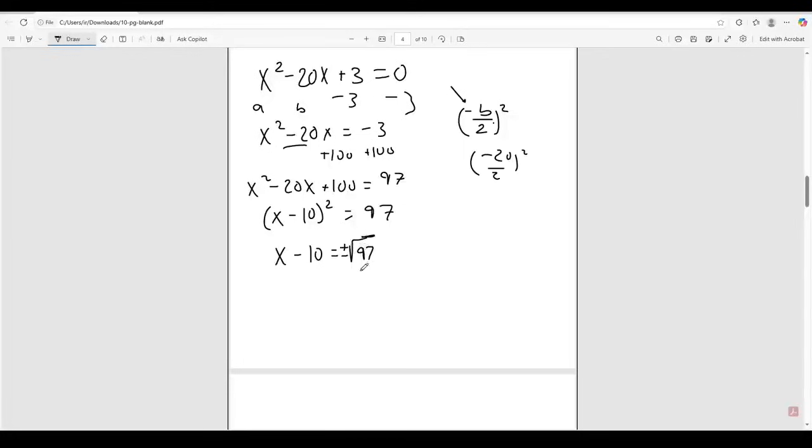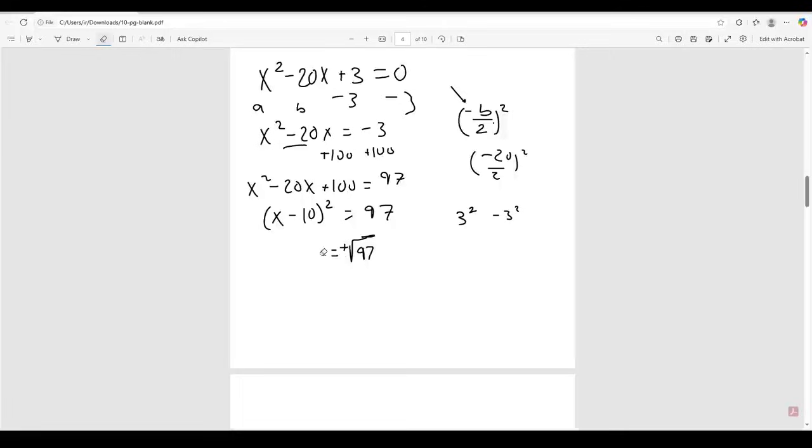Okay? Why? Because sometimes when you square something, for example, 3 squared is the same thing as negative 3 squared. So that's why you have to add the plus and minus outside here. And whenever you solve for a value of x that doesn't make the left side equal to the right side, that's something we call an extraneous solution and something that we reject.